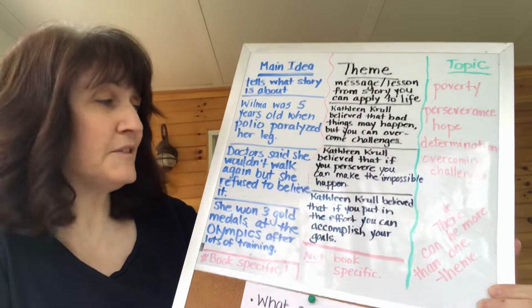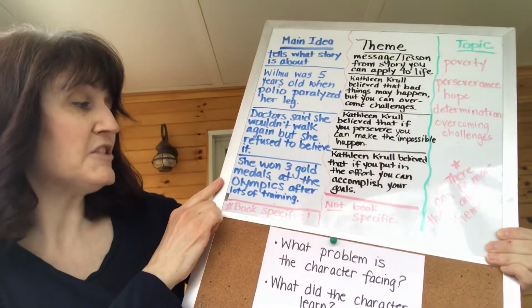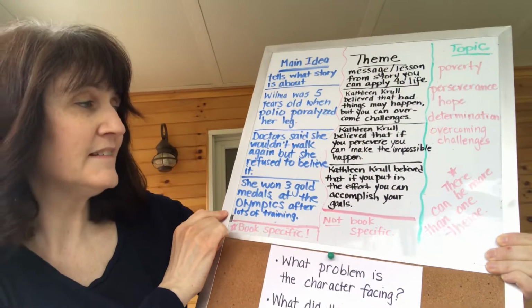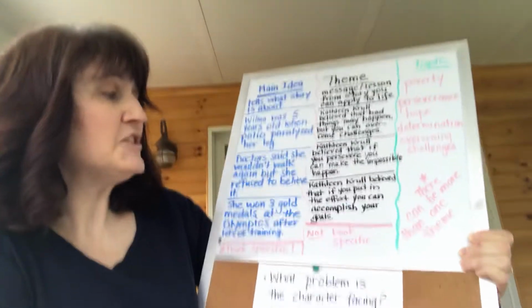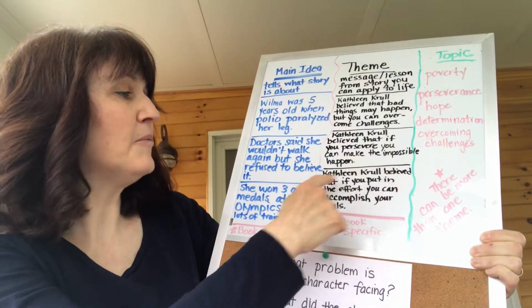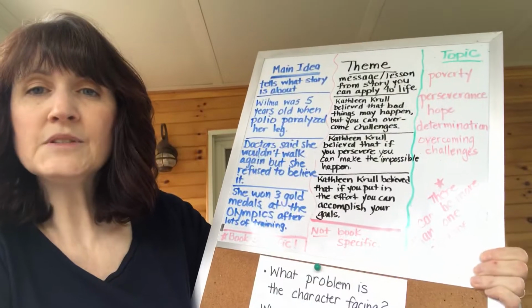She persevered. And another main idea from our book was that she won 3 gold medals at the Olympics after lots of training. And so if I come over here, that might have to do maybe with being determined or hardworking. Kathleen Krull believed if you put in the effort, you can accomplish your goals.